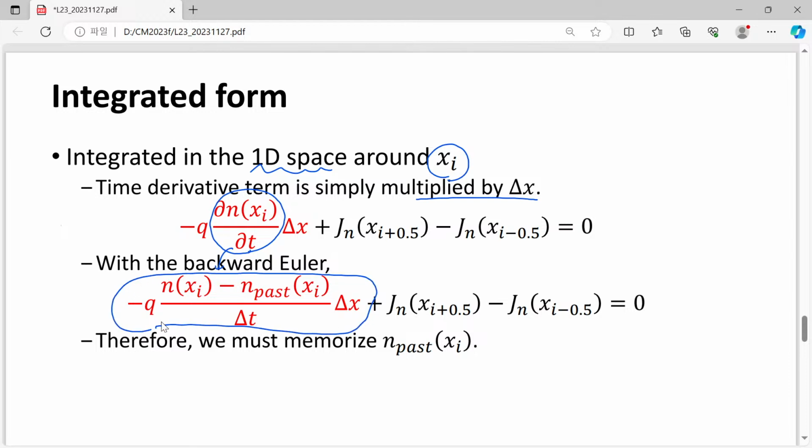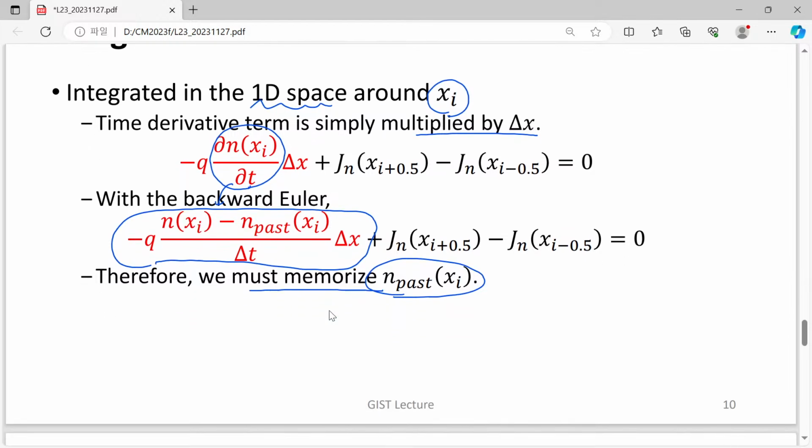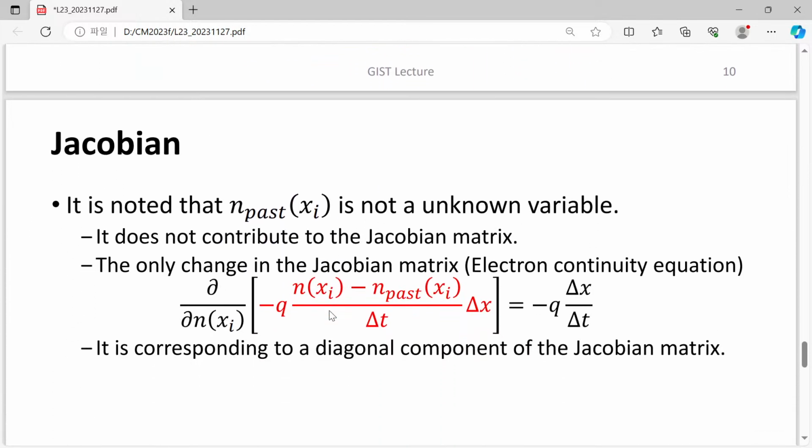But please note that in order to implement this one, we must memorize the past value of electron density. It is not that difficult, because actually the past value of your electron density was the present value of your previous iterations or previous time step. So you can just make a separate vector containing this n past, and that is used to calculate the backward Euler time derivative term. Okay, then how about the Jacobian?